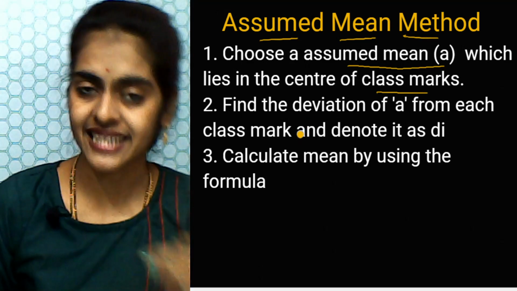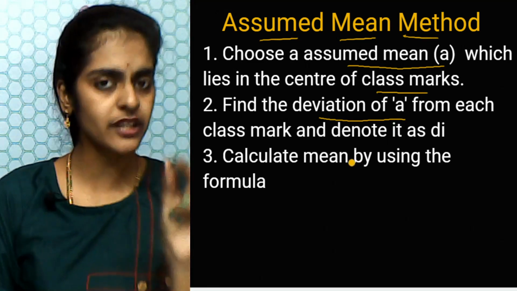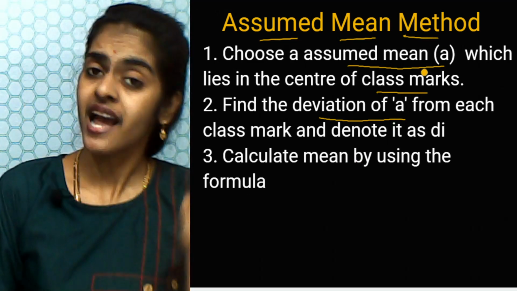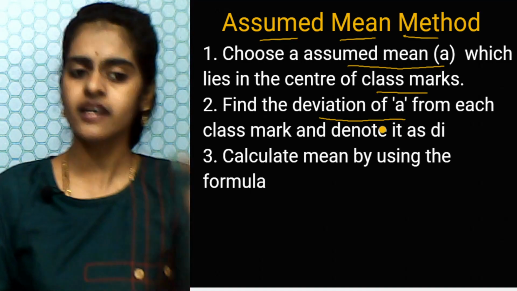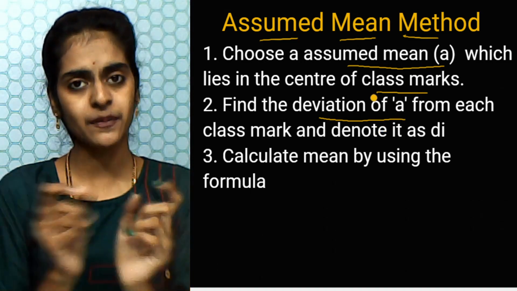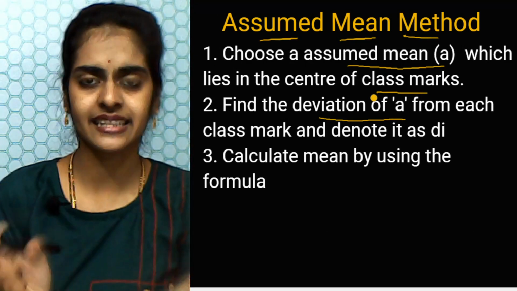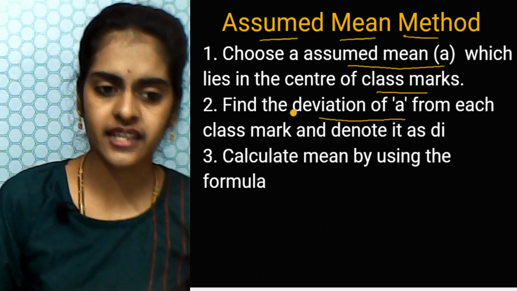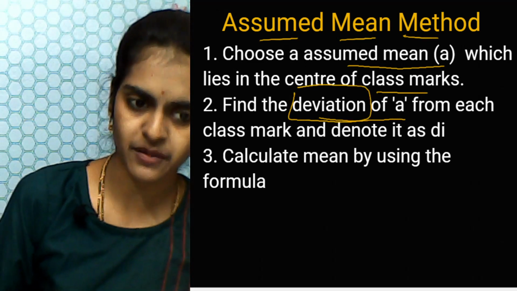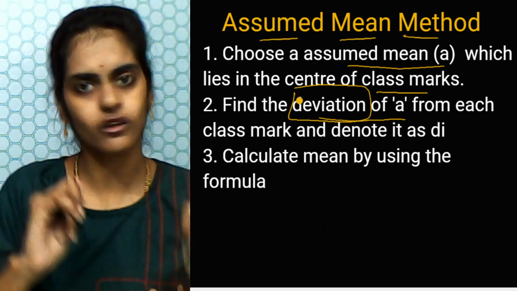Now the next step is you will find the deviation from this A. Okay, the assumed mean you represent by A, and this assumed mean you will subtract from each class mark. Okay, from every class mark you will be subtracting this assumed mean. So that gives you the deviation of the class mark from A. How much it is deviating from the assumed mean, you will find.